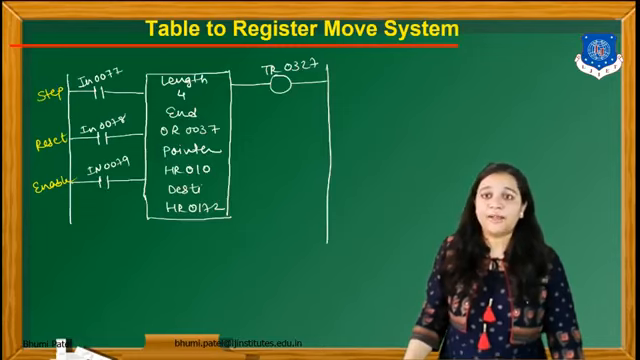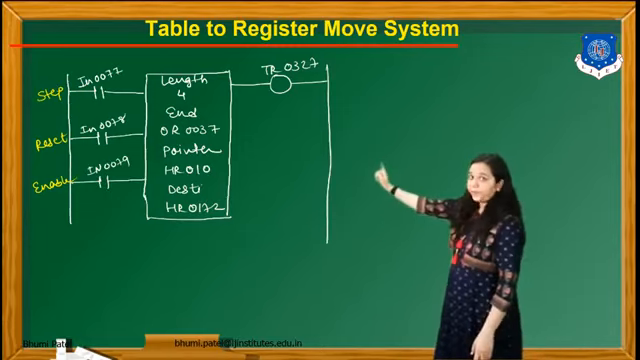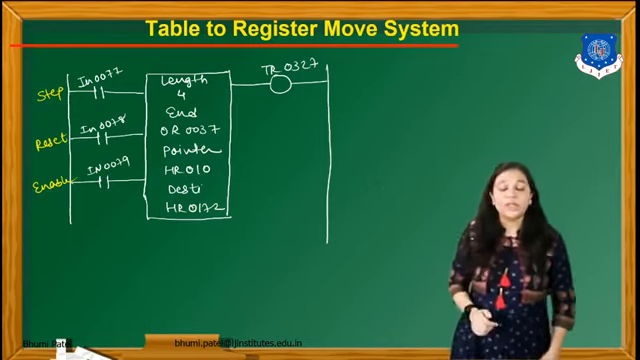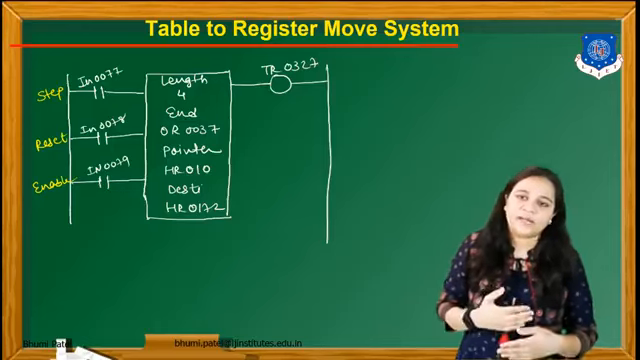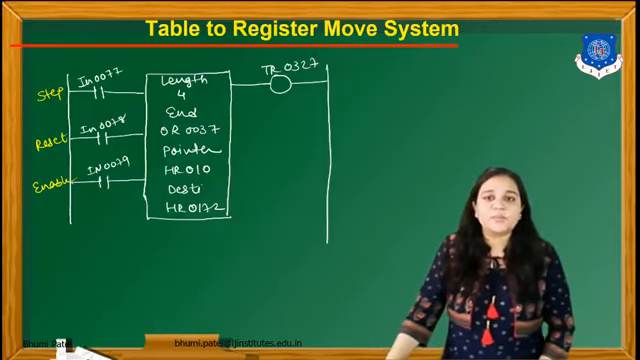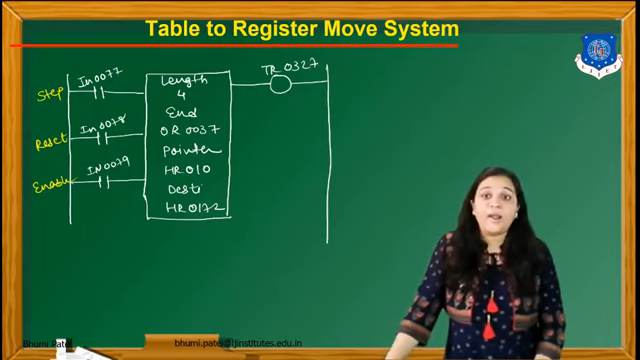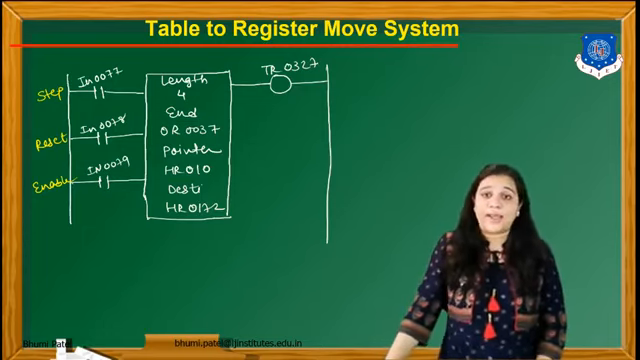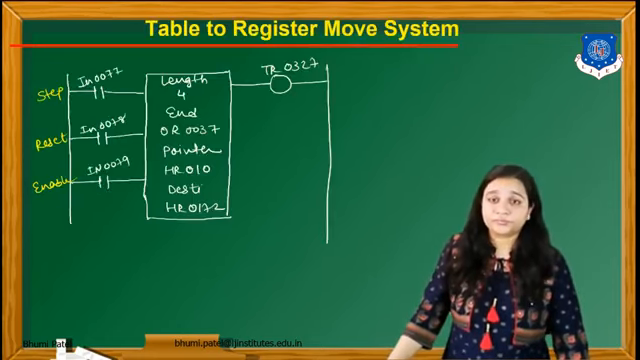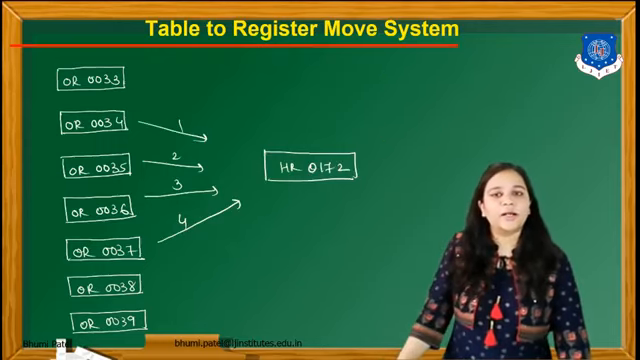So what is the ladder diagram for table to register move? For that we take three inputs. The first is the step, the next is the reset and the third is the enable. You can combine the reset and enable pins, or take two inputs for this table to register move. Now the length is 4. That means we have to transfer these 4 data to this register.